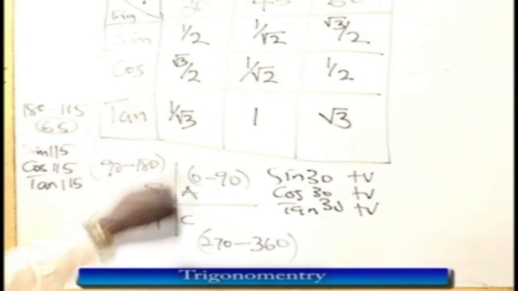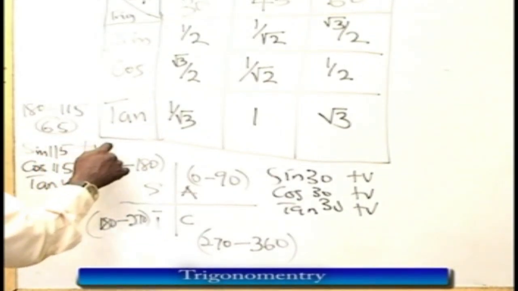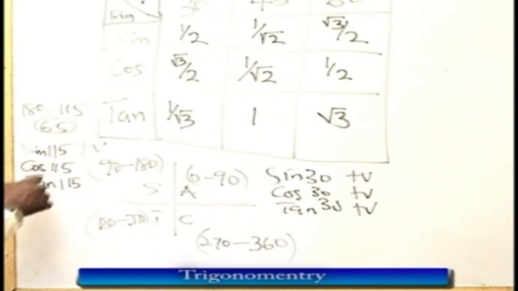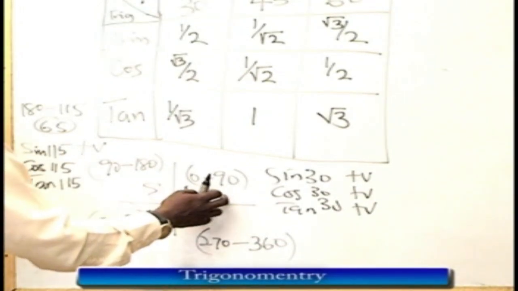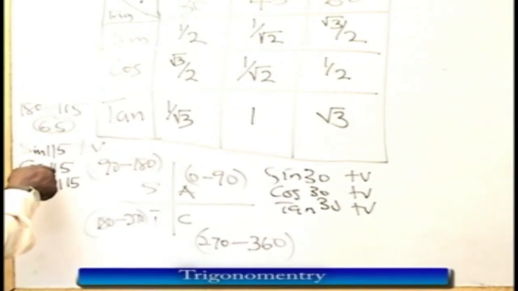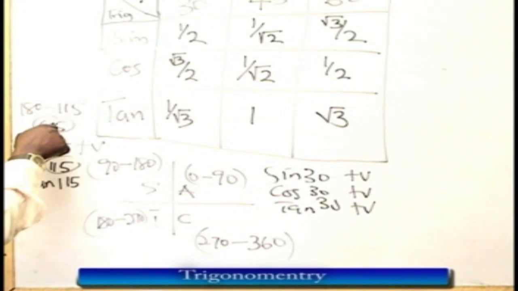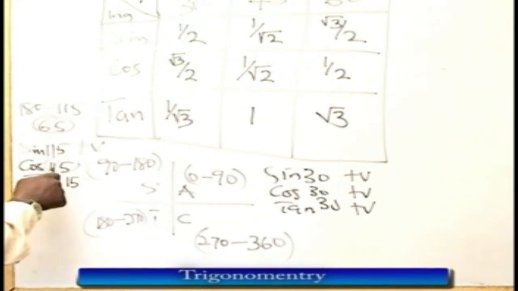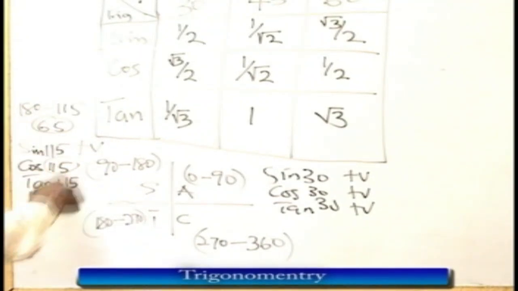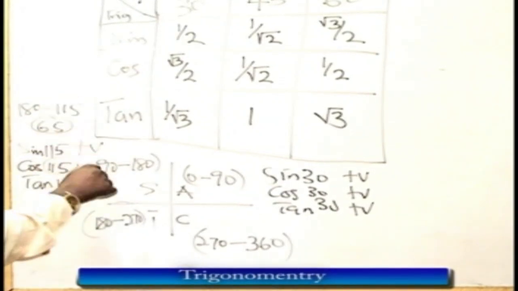But one thing you need to understand is this: in this quadrant, only sine is positive. All others are negative. So if you look at cos 65, so that it will not look like an angle in the first quadrant, it will be negative, because there is no cos 115 inside your 4-figure table. The way you are going to look at cos 115 is to subtract it from 180. And when you do that, in this quadrant of obtuse angles, cos and tan are both negative.